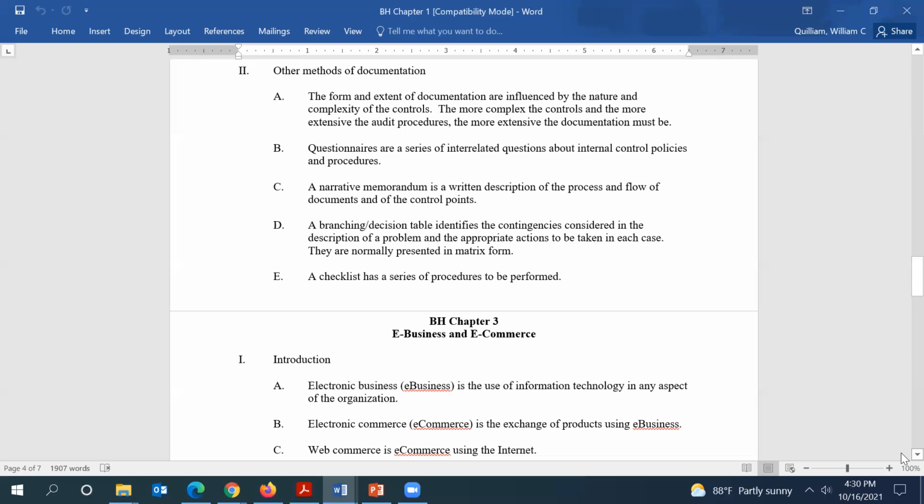Questions there on chapter 2? Anything there?